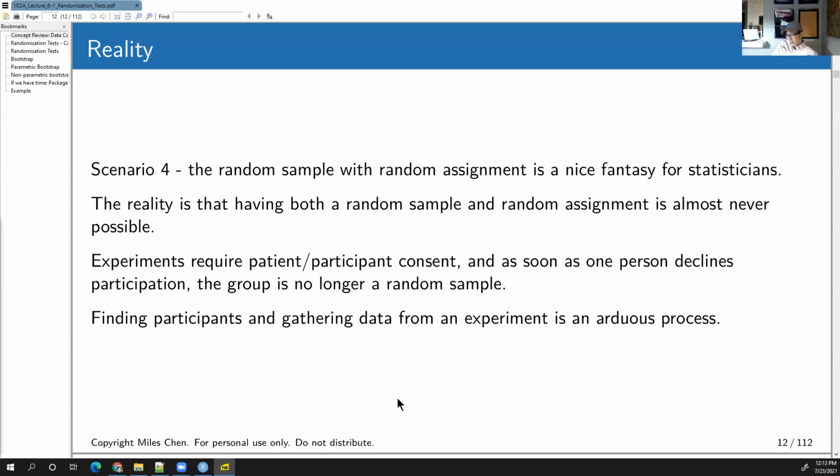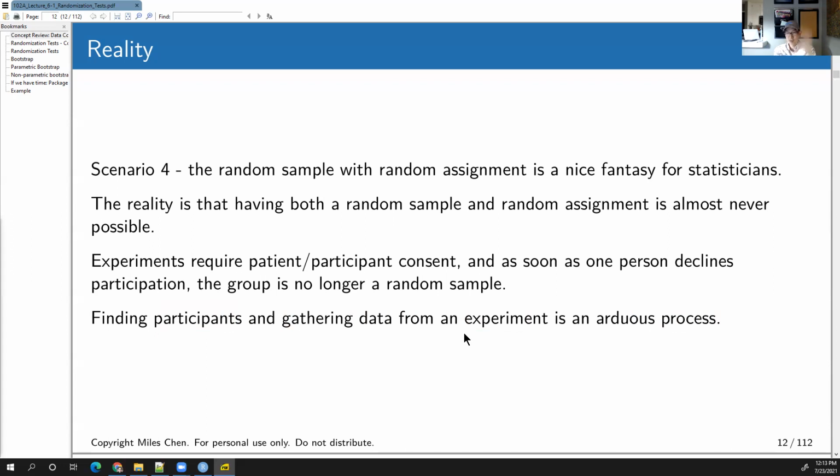And generally the process of finding participants and gathering data is time consuming and expensive. And so when you design your experiment, you want to design your study in such a way that the conclusions you make can maximize the information you get from basically as few observations as necessary, right?